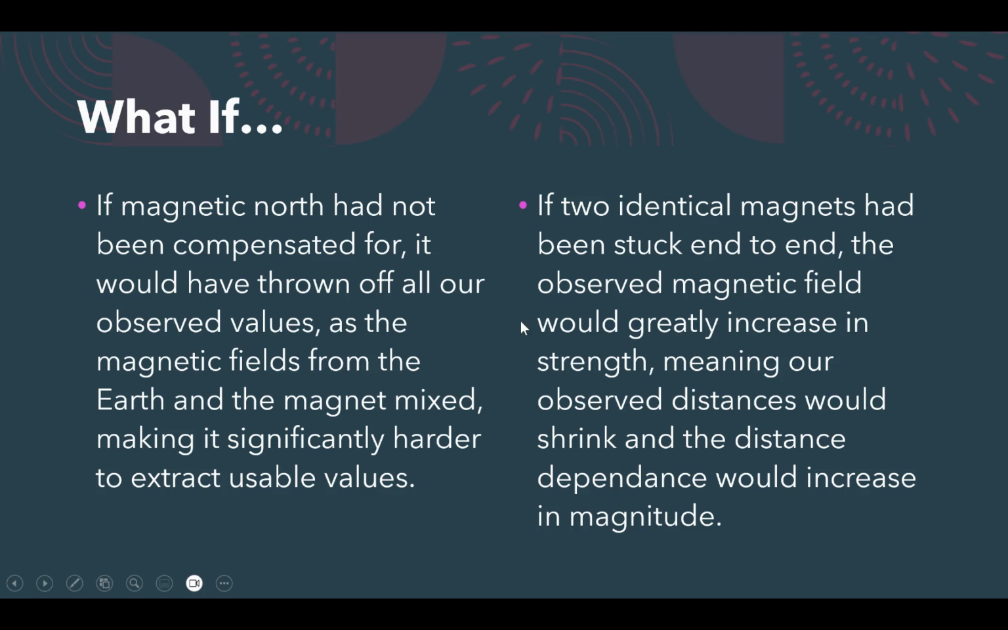And then what if magnetic north had not been compensated for? It would have thrown off all the observed values as the magnetic fields from Earth and magnets mixed in a way that we couldn't have predicted, making it significantly harder to extract the usable values. And then if two identical magnets had been stuck end to end, the observed magnetic field would greatly increase in strength, meaning the observed distances would shrink and the distance dependence would increase in magnitude.